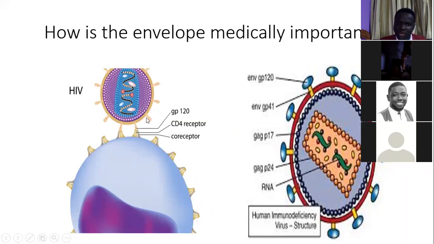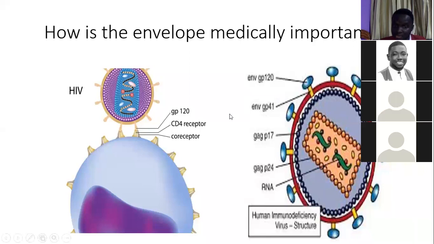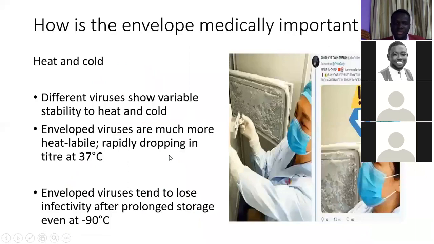Another important thing of how the envelope is medically important is that some of the chemicals we use, for example the detergents, will also cause damage to these receptors, and then they will not be able to bind to the host cell. Let's go forward. We're talking about heat.